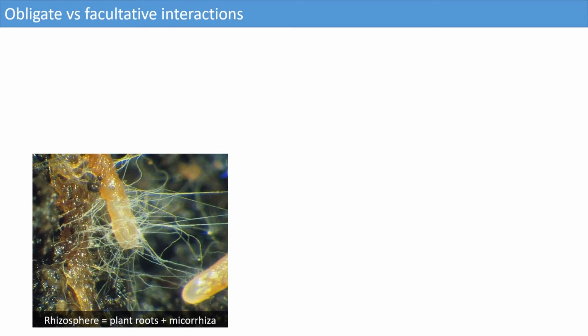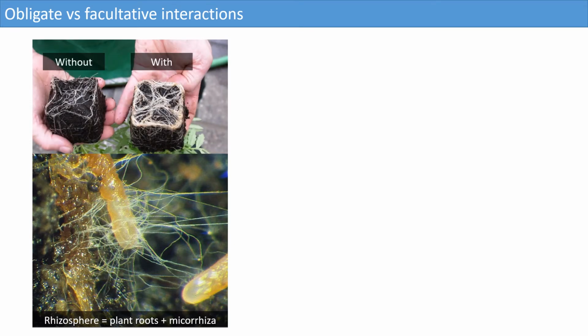Mycorrhizal fungi also provide other services for the plant that we will discuss in a future lecture. So plants can definitely grow without mycorrhiza, as it has been experimentally shown. However, the roots are less developed, and as a consequence, the entire plant is less developed if it is not associated with mycorrhizal fungi. So this is a facultative interaction. The plant does not need the mycorrhiza to survive, but its performance is significantly enhanced if it does have them.